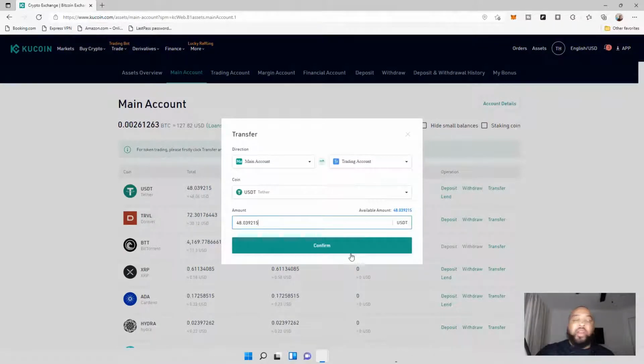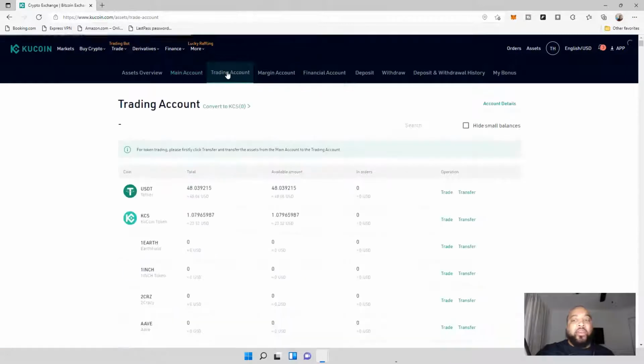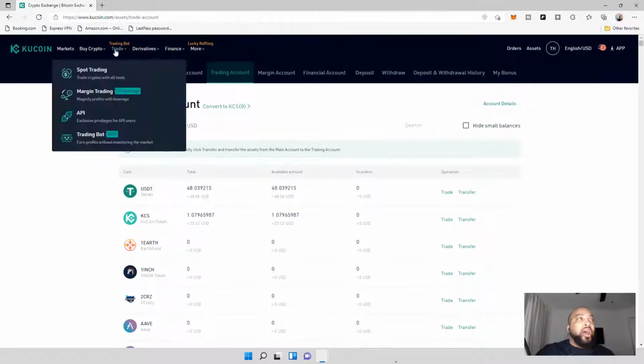We're just going to move all of it. All $48 and almost 4 cents of it. I'm going to click confirm and it's there. It is moved to my trading account. How do I know that? Let's go back and verify it and check it. Okay, bam, it's there. All right. So now I want to execute a spot trade.